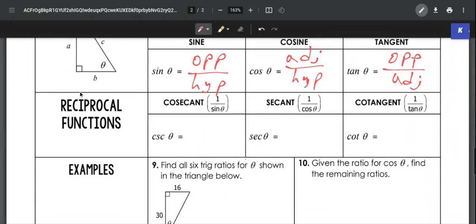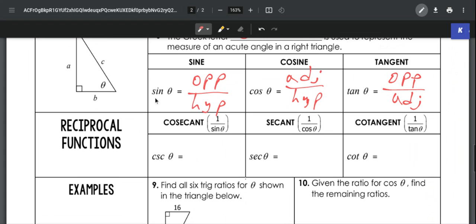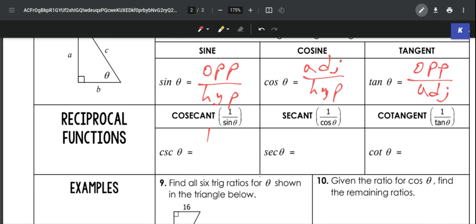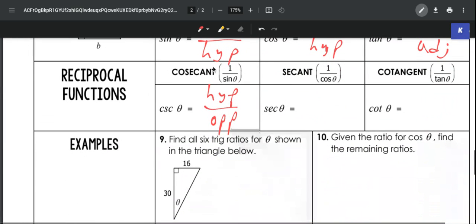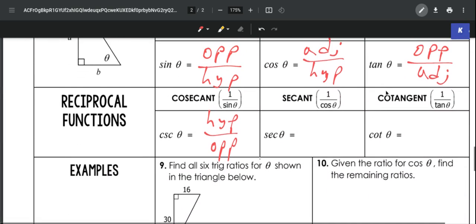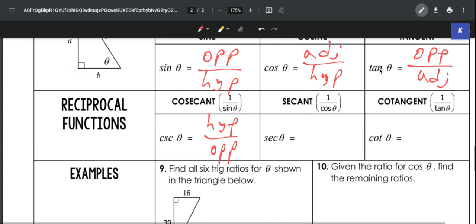Now, the easy part next is when we look at the reciprocal functions. Cosecant is the reciprocal of sine. So if sine is opposite over hypotenuse, then cosecant is just hypotenuse over opposite. So everything just flips. That's why I said if you know SOHCAHTOA, you can figure out cosecant, secant, and cotangent, because you just flip whatever sine, cosine, and tangent is.